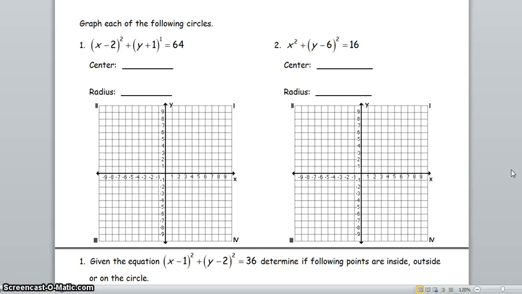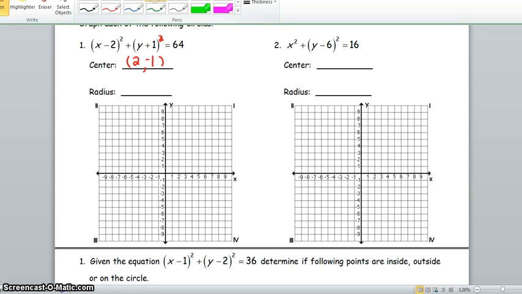So we have to identify the center of the circle. Remember, the center is going to be the opposite of your terms that you're adding and subtracting to x. Since it's x minus 2, your x coordinate will be a positive 2. And since it's y plus 1, and this should be a squared symbol up here, you have your y coordinate of negative 1.